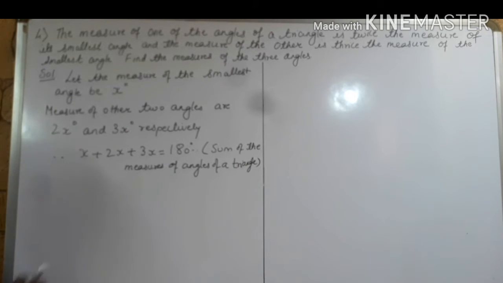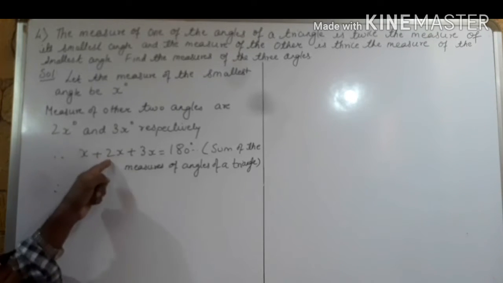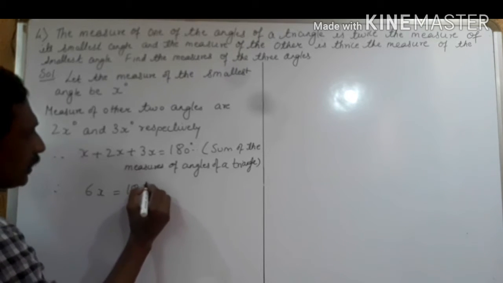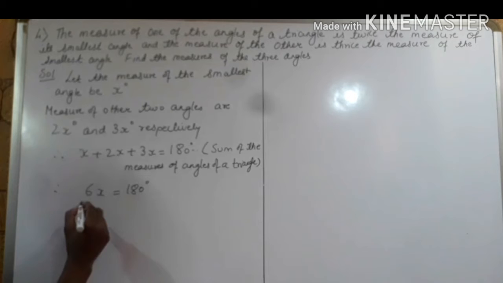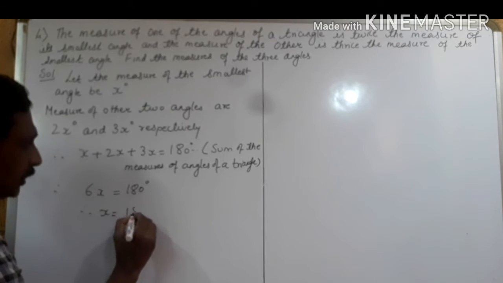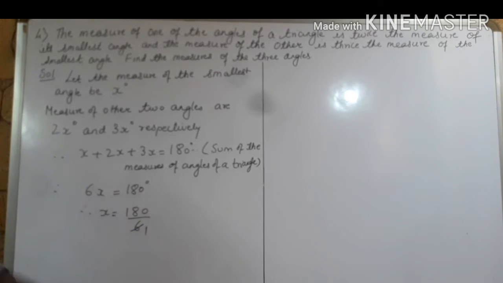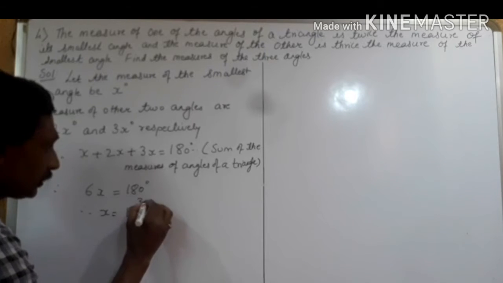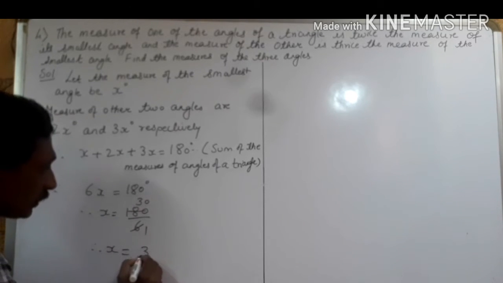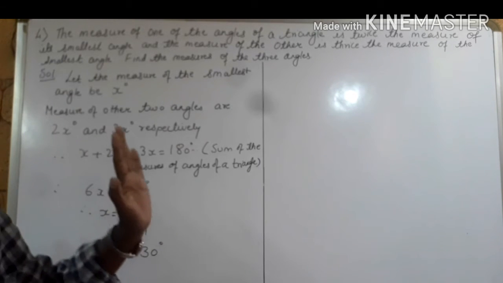Now let us add this. Therefore, x plus 2x plus 3x, 3 plus 2 is 5 and 1 is 6, so 6x is equal to 180 degrees. Therefore, x is equal to 180 upon 6. 6 ones are 6, 6 twos are 12, 6 threes are 18, you get 30. Therefore, x is equal to 30 degrees. We got the value of x as 30 degrees.